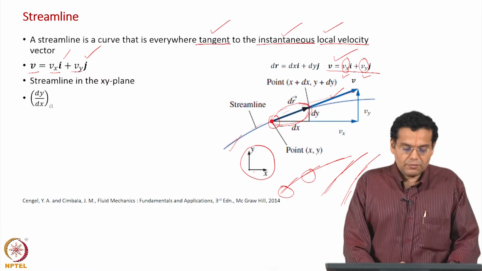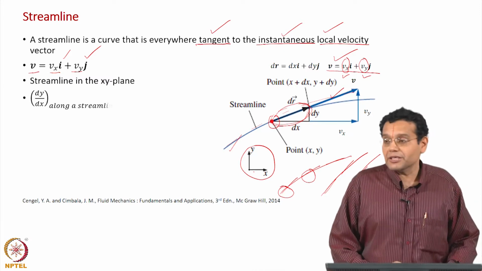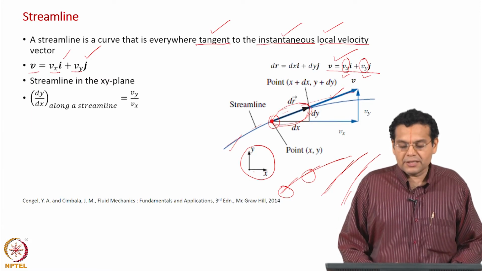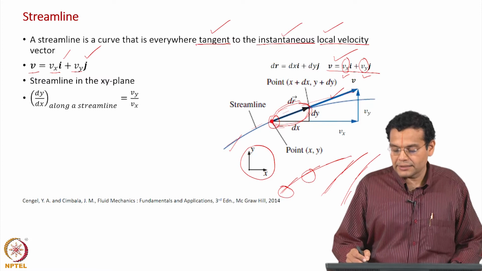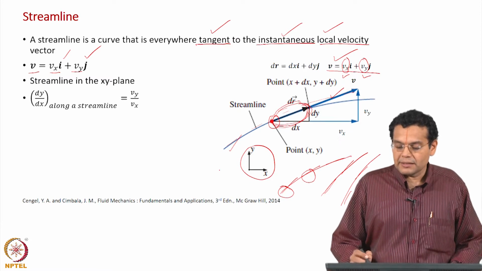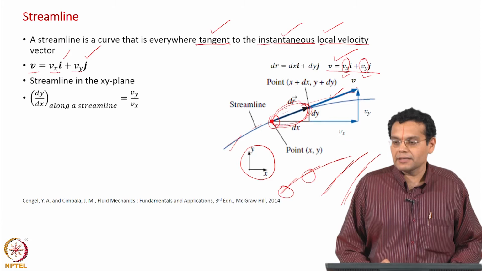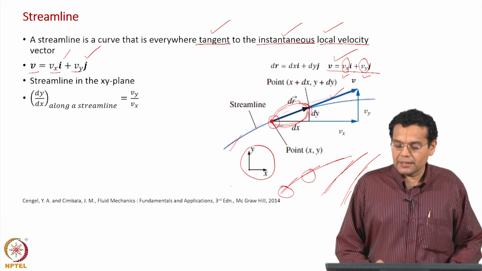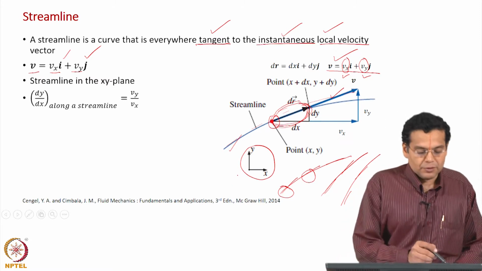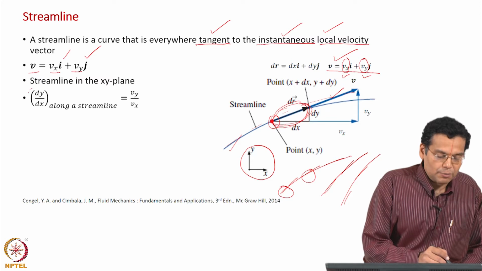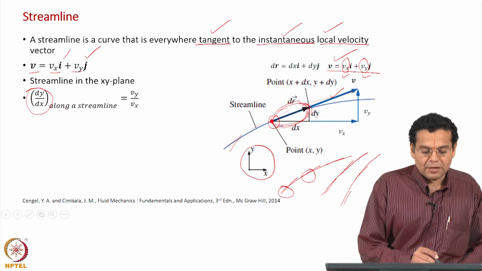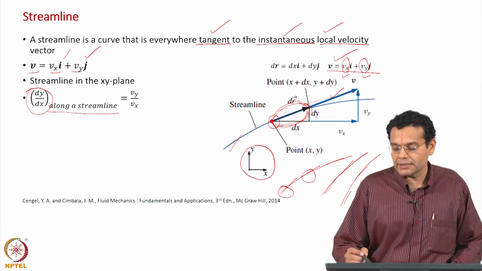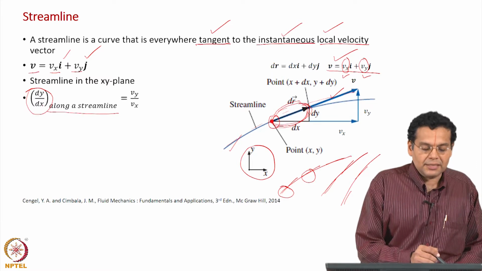Now, what we will do is use the definition of streamline and put it in terms of an equation here. What does the definition say? If you draw a tangent to the streamline, that is in the same direction as the velocity vector. So, the slope of the streamline at a particular point is given by the tangent. We know that the slope of a curve is given by dy by dx. What is specified is along a streamline: we draw a tangent and the slope of that is represented by dy by dx.